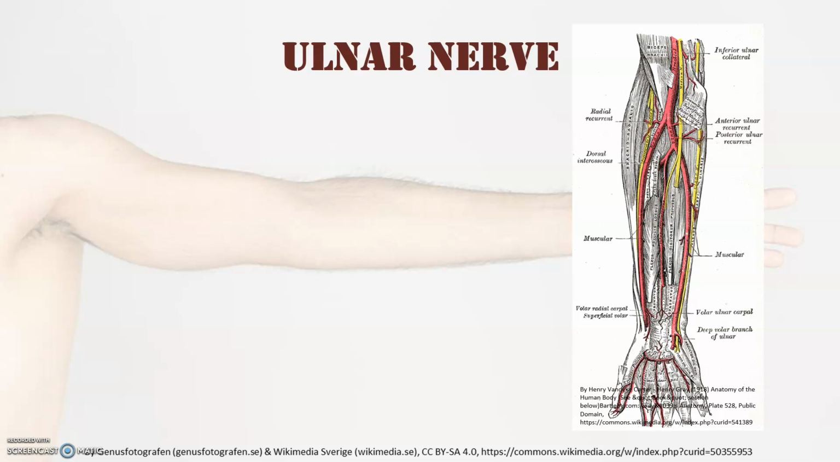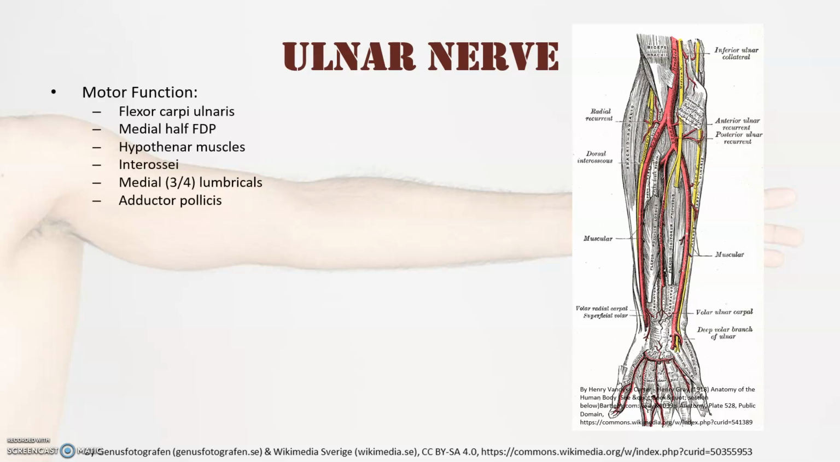And it also supplies the muscles of the hypothenar eminence and the small muscles of the hand. So here's a list of muscles that the ulnar nerve supplies. Notice it doesn't supply all the lumbricals. And its sensory function is to the medial part of the hand, both the dorsal and palmar aspects.